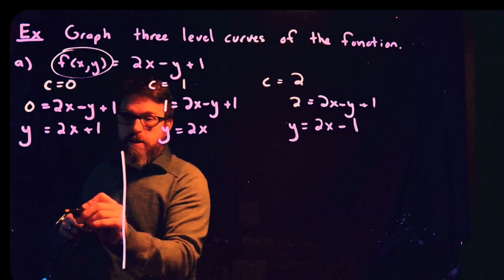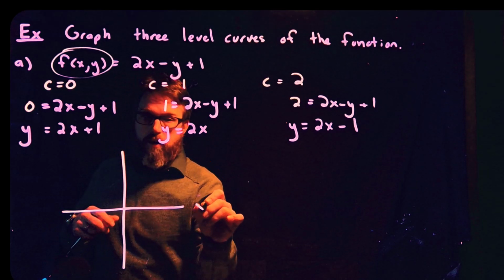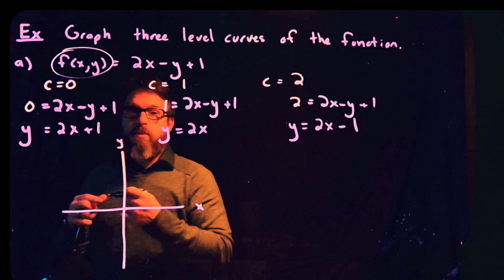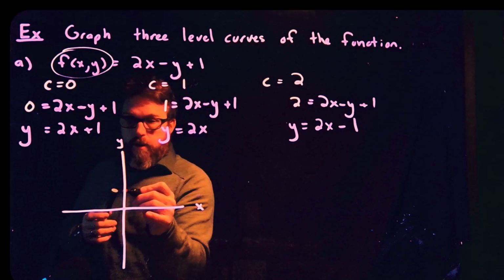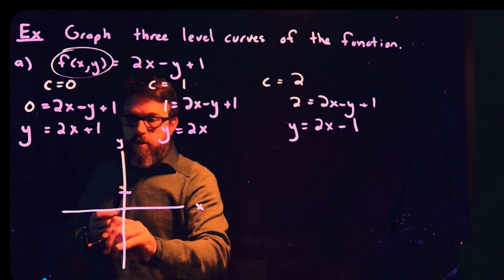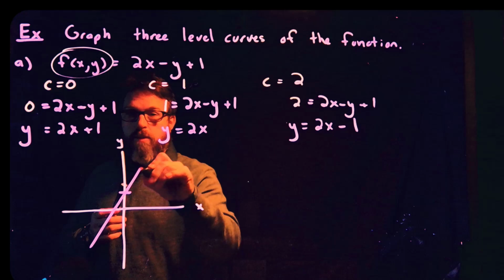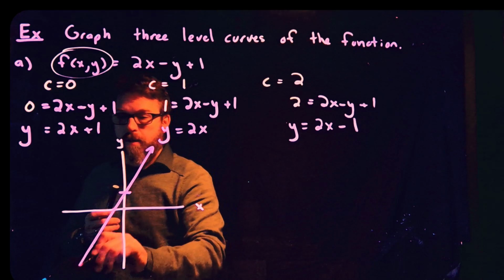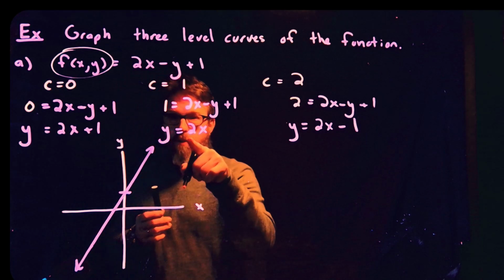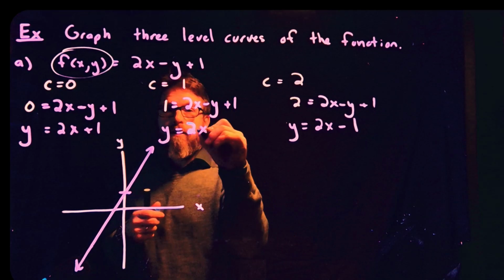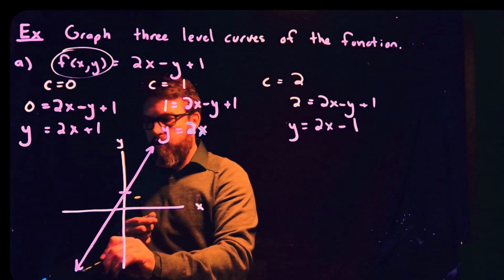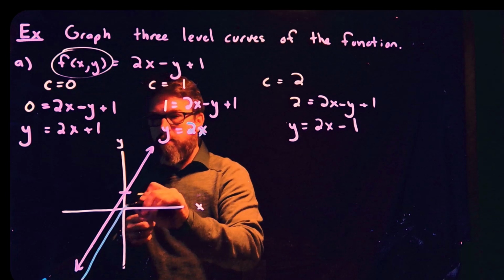So if I'm going to graph this, this is the xy plane, so we're really looking at its domain space when we're looking at these level curves. So 2x plus 1 would be right here. That's got a slope of 2, y-intercept of 1, so it looks something like this. We also have y is equal to 2x. Let's do this one in blue. So y equals 2x would be this one.